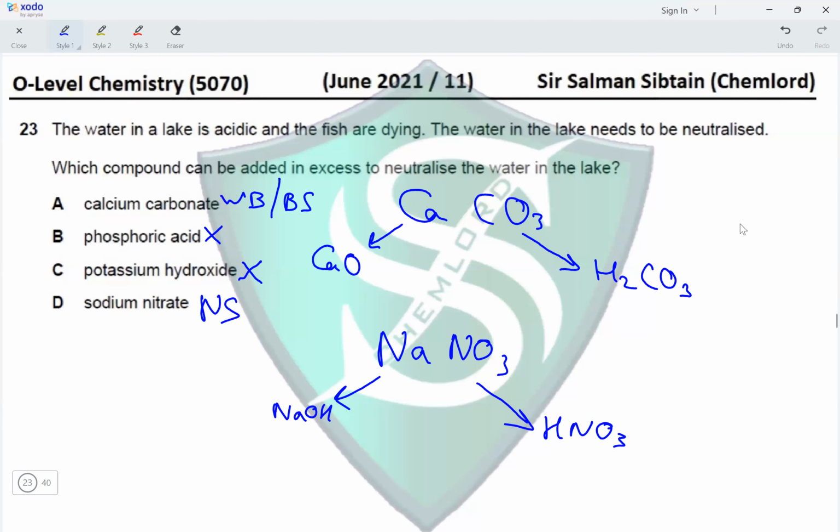So out of all of these, only A can be added because it is a basic salt or a weak base. It will gradually neutralize the acid present without harming the aquatic life. So option A is the correct option for this question.